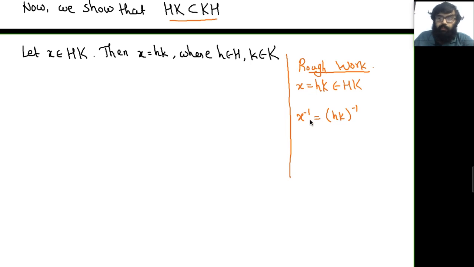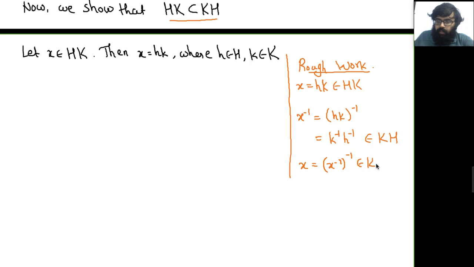Let us see whether it works or not. I don't know. And this is hk inverse. hk inverse is k inverse h inverse. This belongs to KH. This certainly belongs to KH. Oh, but this is x inverse in KH. What we wanted was x in KH. What should we do? Can I take x equals x inverse?